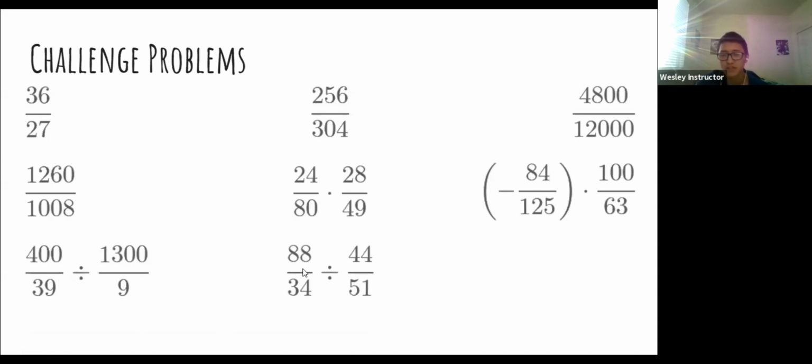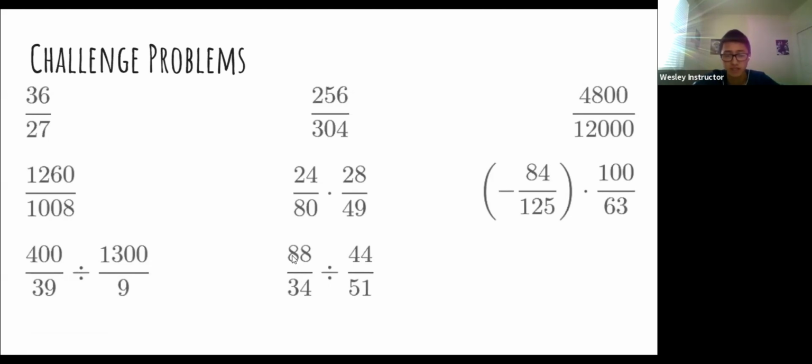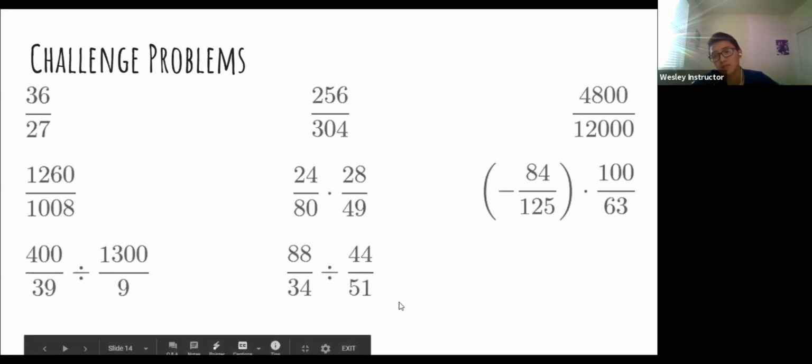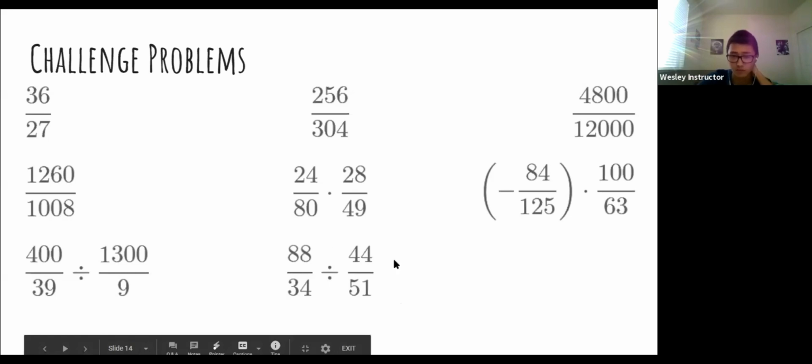All right, last one. 88 over 34 divided by 44 over 51. That's times 51 over 44. So you guys can take out a 44 from the 88 and the 44. So that leaves you guys with 2 over 1. And you guys can take out a 17 from 51 and 34. And that leaves you guys with 3 over 2. So it's 2 times 3 over 2, and the answer is 3 for the last one.